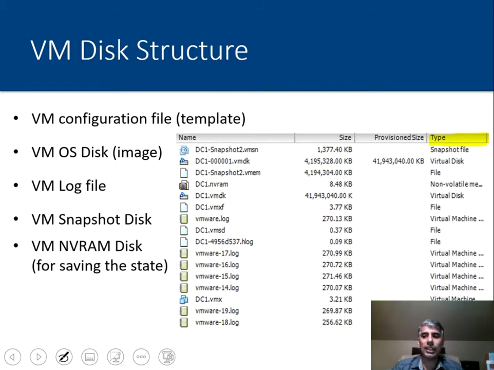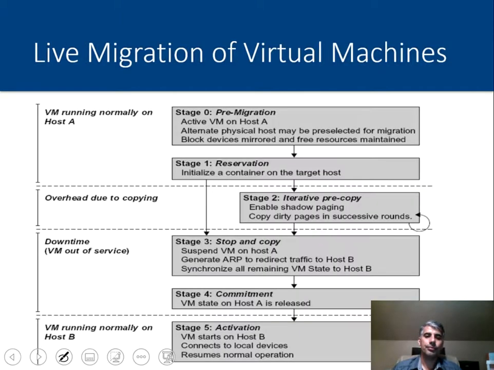So another thing that you generally see is the log file, where the messages resulted are stored in it, and that's good for error catching and debugging the system. So snapshot disks, in case you want to do snapshots that I talked about, and NVRAM disk, where NVRAM means non-volatile RAM or non-volatile memory, which basically is the image of your virtual machine in case you do suspension, as we talked about earlier.